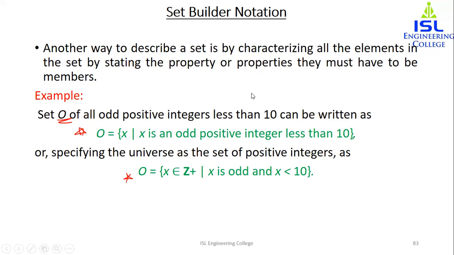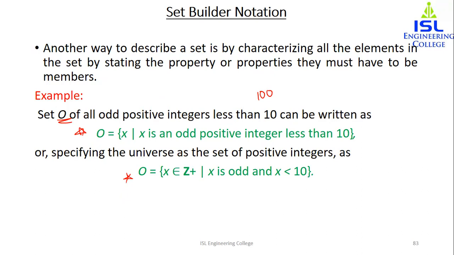Then if we say set O of all odd positive integers less than 100, we can't go on writing all the odd numbers less than 100. So in that case, we just use the set builder notation. Okay, now we have seen a few places where we usually use set builder notations.